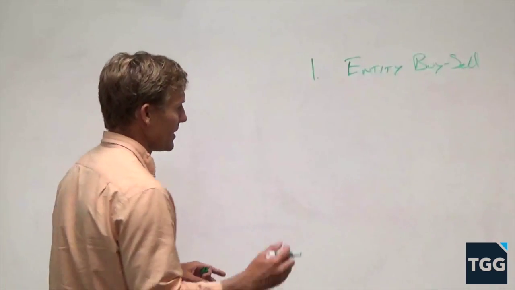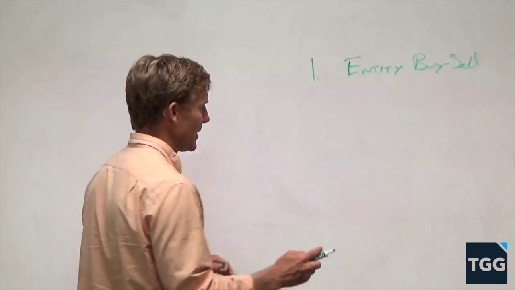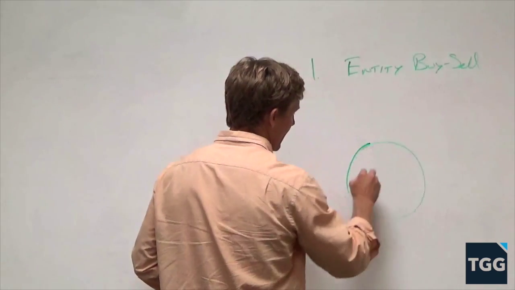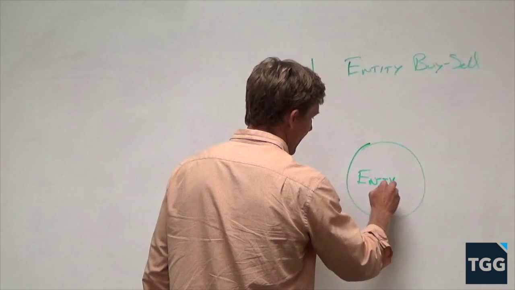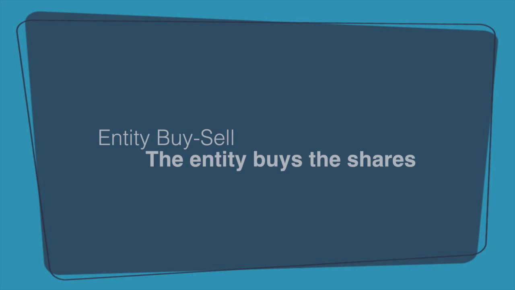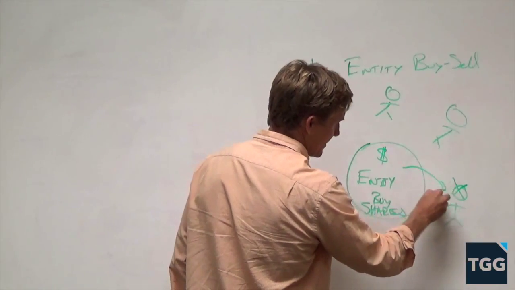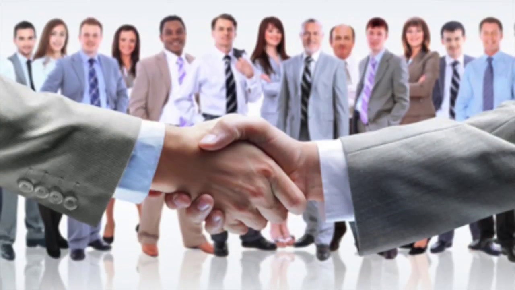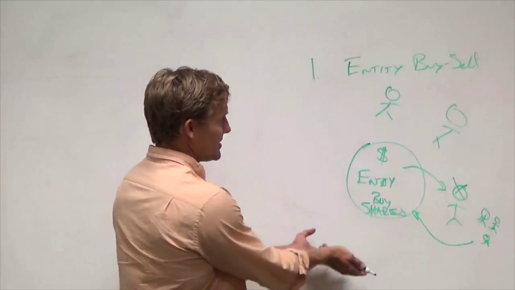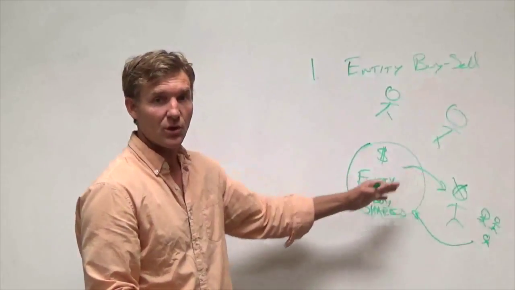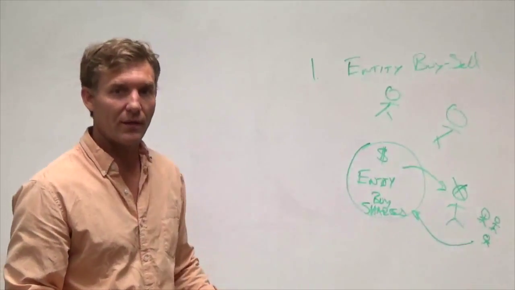So what we've come up with is another option called the entity buy-sell. The entity buy-sell is where the entity itself is actually buying the shares. So if you have multiple partners and one dies, the entity holds the insurance policy, the entity pays the family out money, the family puts the shares back inside the company. That raises the interests for the remaining 2, 3, 4 shareholders, however many that is.